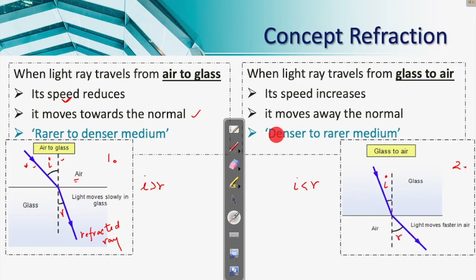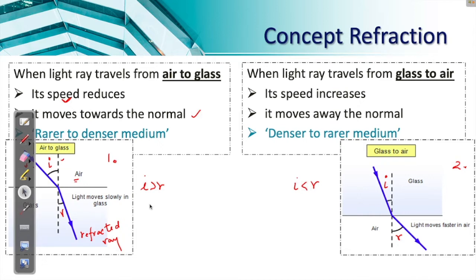This is a case of dense to rare medium. Whenever the light travels from dense to a rare medium, it moves away from the normal. Whenever the light moves from rarer to denser medium, it moves towards the normal. So please do remember this concept.